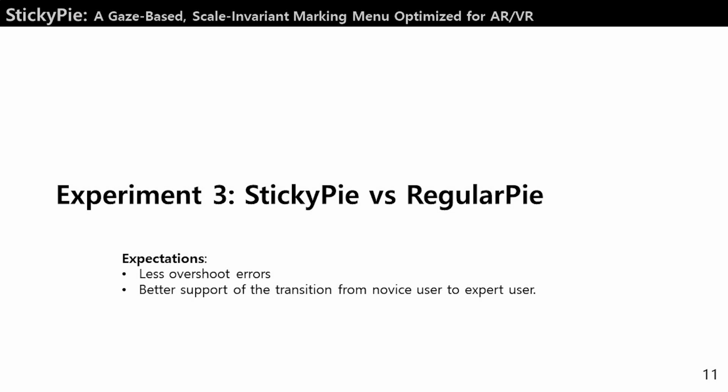We expected that the scale invariant nature of StickyPie has the advantage of fewer overshoot errors and better support of the transition from novice user to expert user. To demonstrate those advantages, we compared StickyPie versus regular pie.